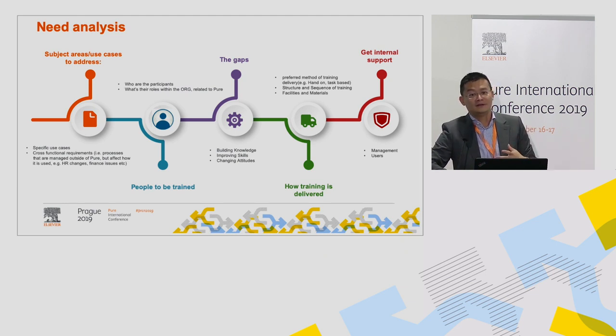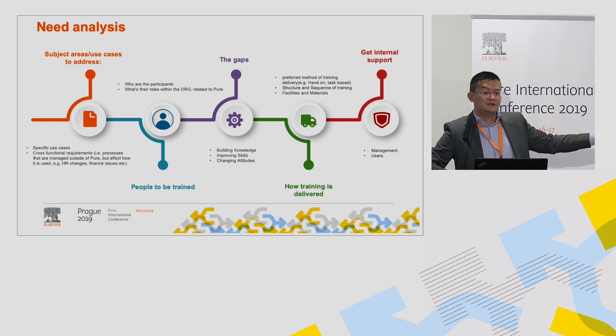So first we look at your objectives, your targets, and then we break down into subject areas, maybe also into the use cases. And we also pay special attention to those processes that take place outside of Pure. For example, some ethical reviews where you need some committee to decide, or some financial information that you need to sync from another system.